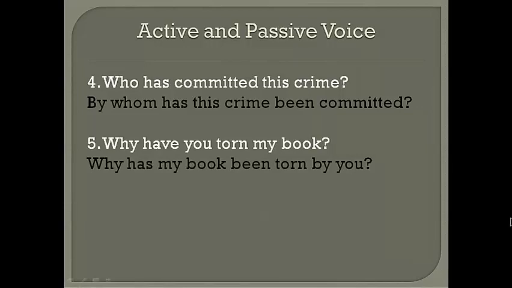Example number 4 and 5 are different. If you look at this one, it starts with who, an active voice. So active sentences which start with who, in passive we need to convert them to by whom. For example, who has committed this crime? By whom has this crime been committed? Because this crime is singular, so there should be has in the sentence.